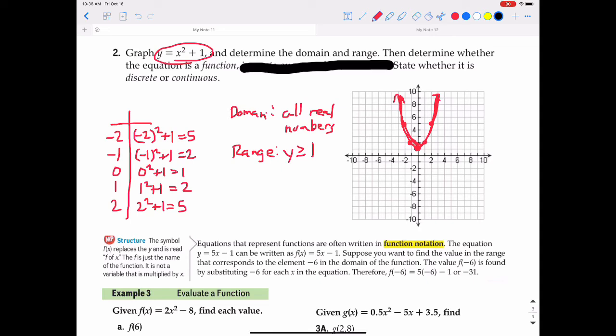Is it a function? Does it pass the vertical line test? Yes, it is a function. It does pass the vertical line test. Is it discrete or continuous? Well, since it is a smooth curve, it will be continuous. So this is a continuous function.